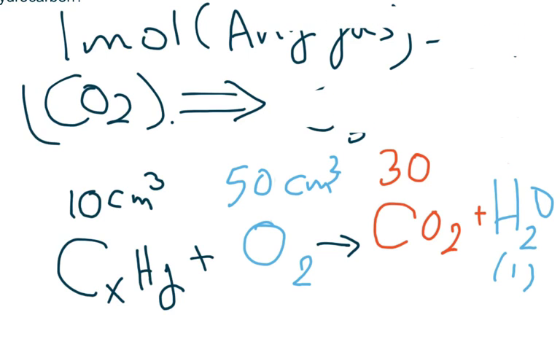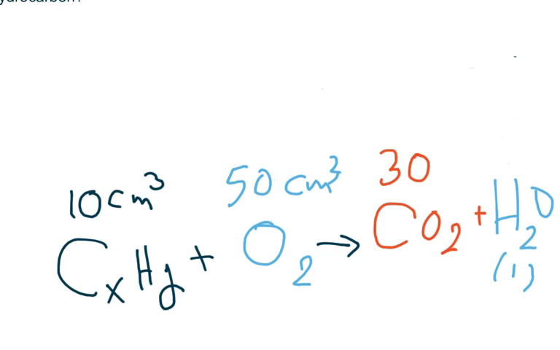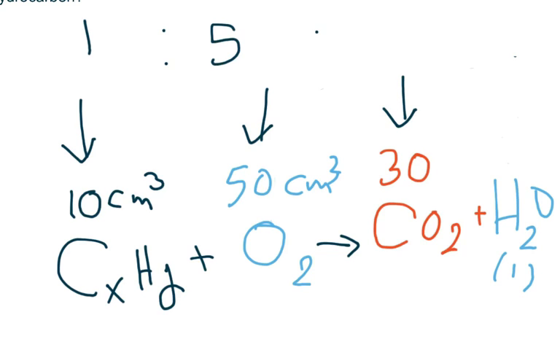So let me just wipe this down. Okay. So what can we do now? Well, what we can do is very simple. We look at the volumes, and we say, well, this is 1, and this is 5, and this is 3, right? And this is the same as their stoichiometric ratio.